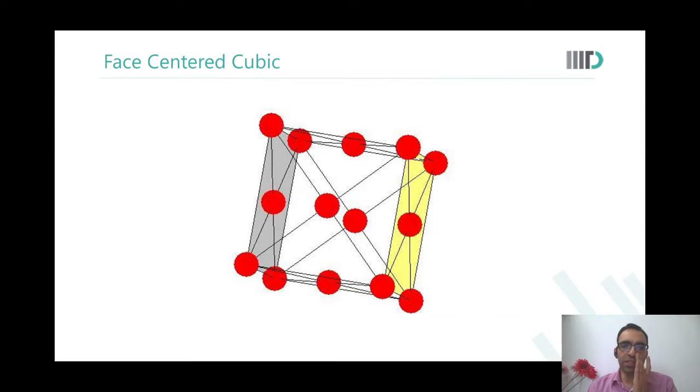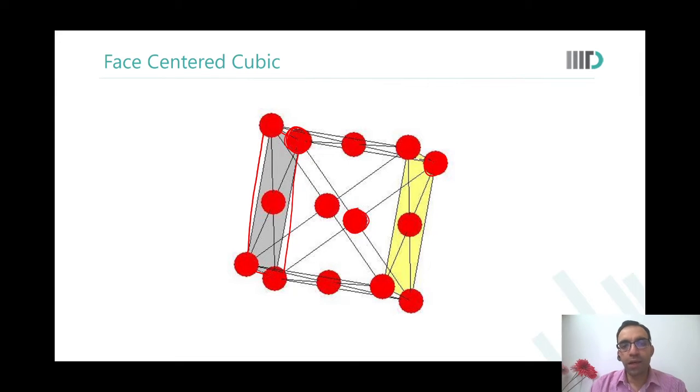Okay, so this is the face-centered cubic structure, where you have atoms at the vertices of the cuboid, but you also have atoms at the faces.